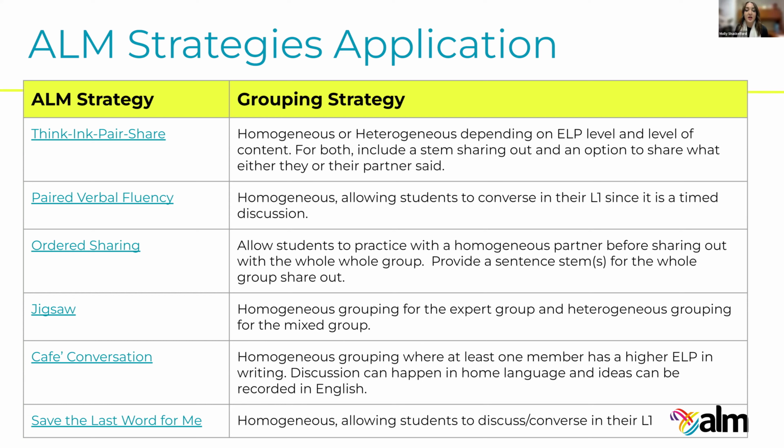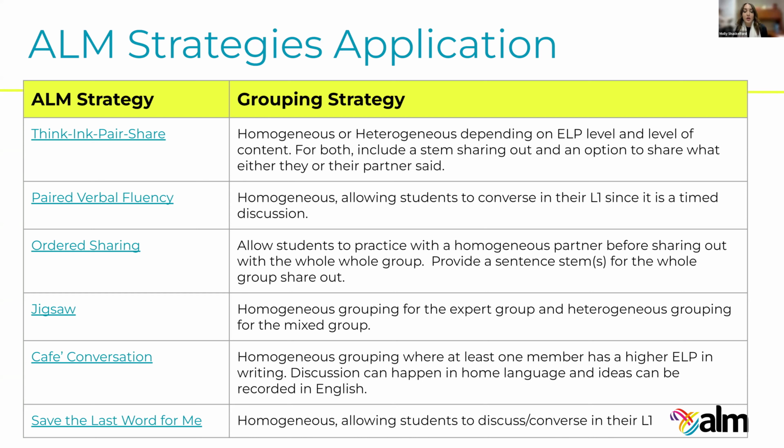Perfect. For the paired verbal fluency strategy, that would be best homogeneously grouped, allowing students to converse in their L1 or their native language, their first language, since it is a timed discussion. So to fill a minute of time in English when you are not comfortable in that language yet or don't have enough proficiency to fill that time yet might be uncomfortable if you're heterogeneously grouped with someone who doesn't speak your language. But homogeneously grouped, you can fill that time, they can understand you, and they can share back. So for that strategy to be successful, students would need to be homogeneously grouped if possible.